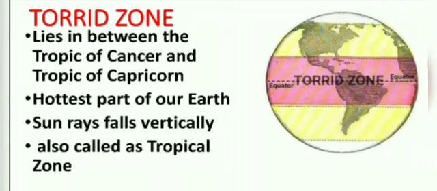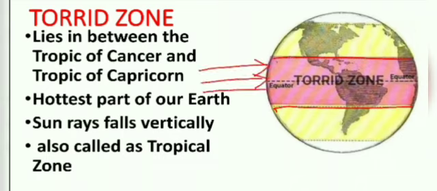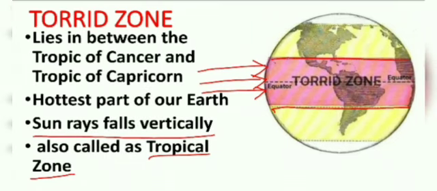Torrid zone lies between Tropic of Cancer and Tropic of Capricorn. This zone receives maximum sunlight because the sun rays fall vertically in this region, making it the hottest part of our earth. It is also called a tropical zone. In this region, the temperature is very high and the climate is also very hot.